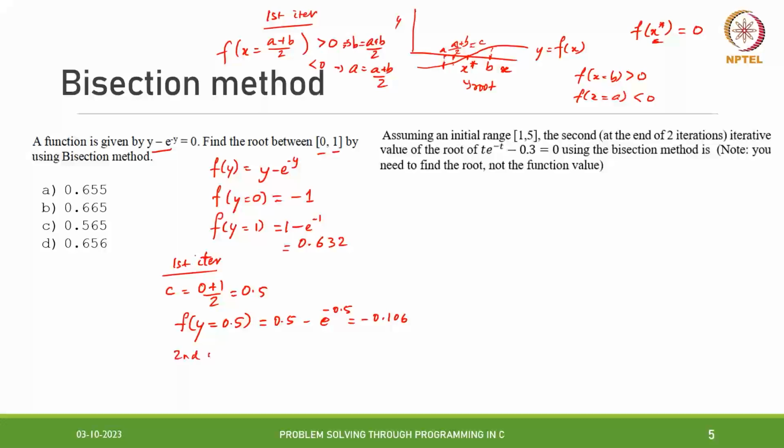So we'll go for the second iteration, where we will calculate this c again, which is basically (0.5 plus 1) by 2. That is 0.75. Now we calculate the value of the function at y equal to 0.75. That will be 0.75 minus e to the power minus 0.75. Can you calculate this again?